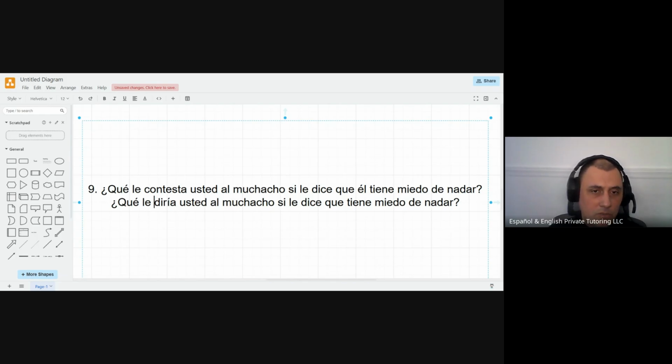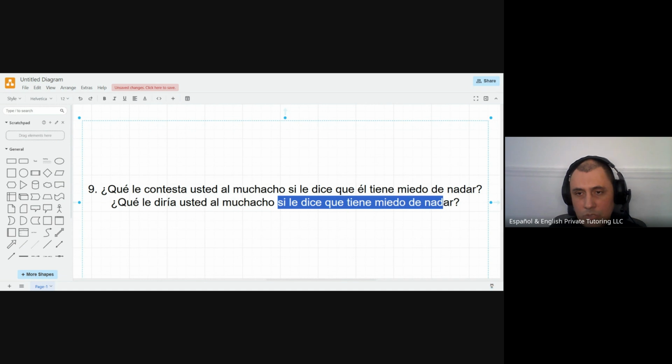And why am I using conditional tense here? Because I'm using an if clause. And this is what is called an irreal. This is a translation from Spanish grammar to English, so you may call it in a different way in English grammar, but this is called a fictitious conditional clause.